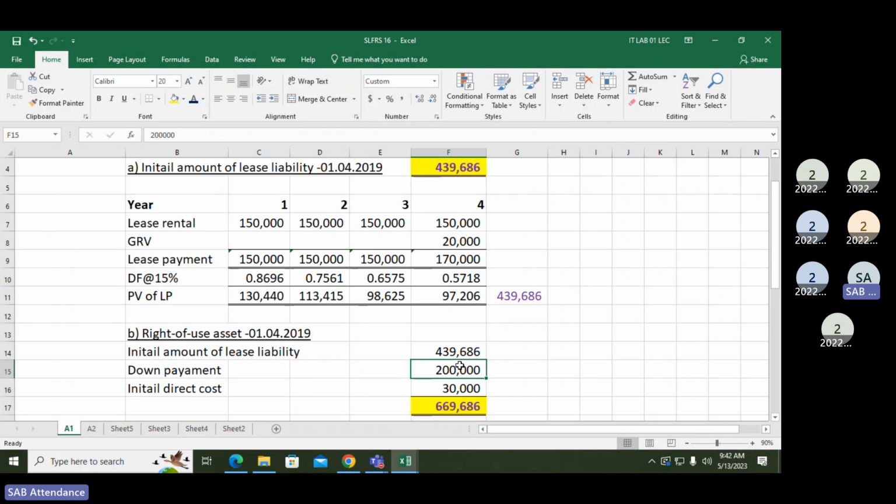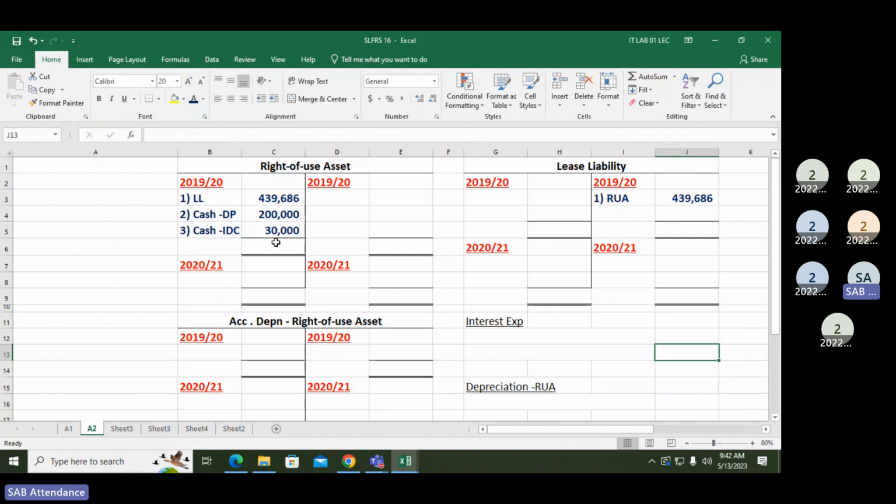And the down payment we have to debit. Initial direct cost we have to debit to the lease asset. The other entry for this is a credit to cash. It's a cash payment. This is the liability payable.